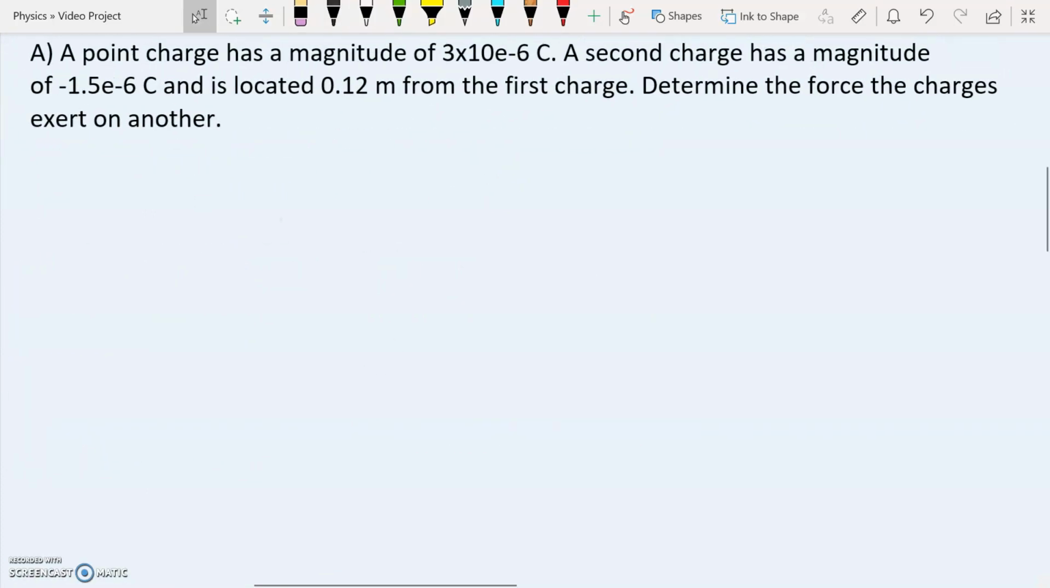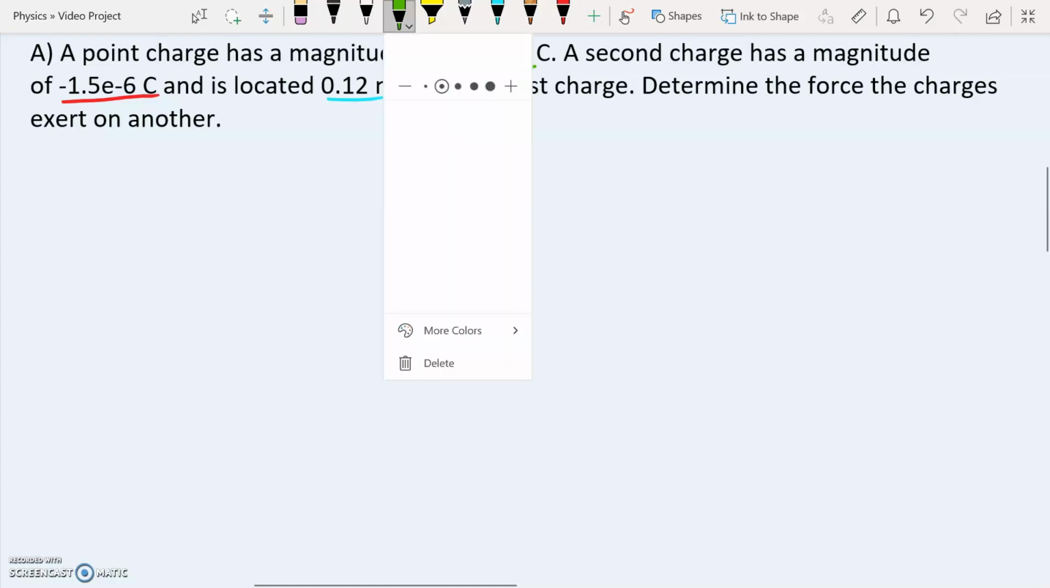Let's come to our first practice. A point charge has a magnitude of 3 times 10 to the negative 6 coulombs. A second charge has a magnitude of negative 1.5 times 10 to the negative 6 coulombs and is located 0.12 meters away from the first charge. Determine the force the charges exert on each other. So first, we will write our equation.